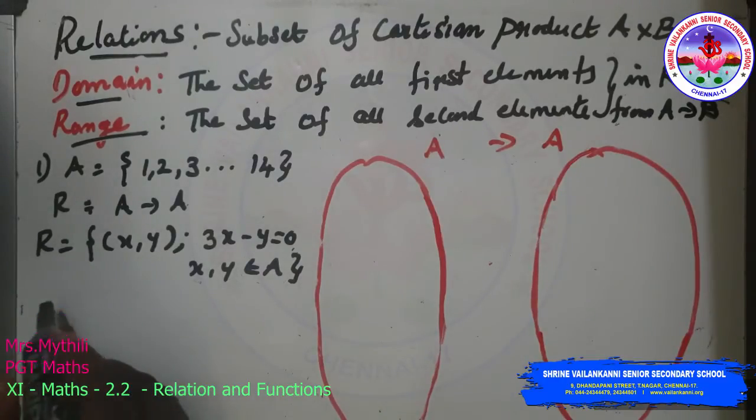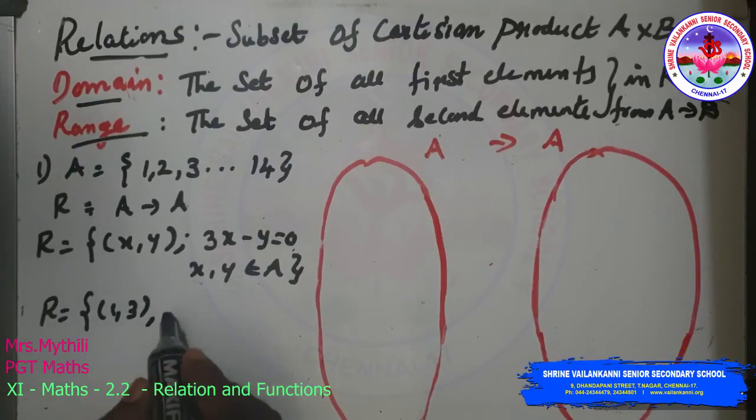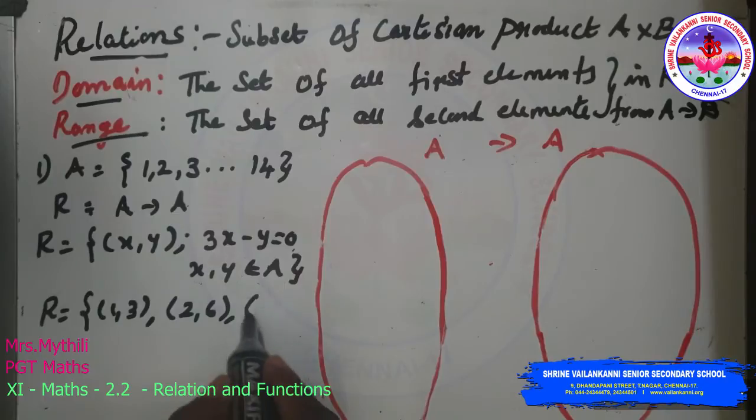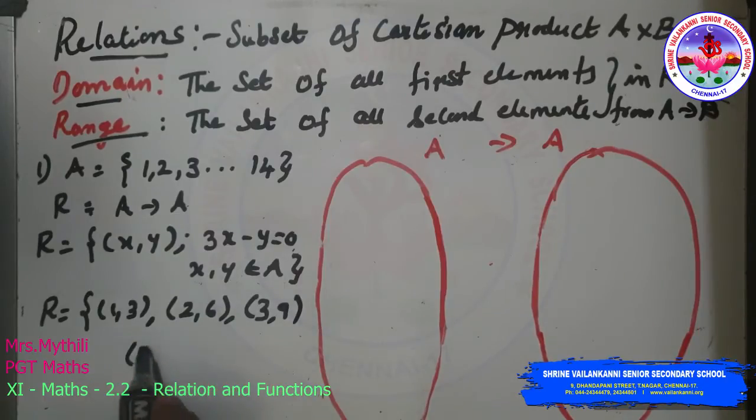So we write the relation as R = {(1,3), (2,6), (3,9), (4,12)}. The first element in each pair is the domain, that is, 1, 2, 3, 4 are the elements of the domain, and the second element in each pair is called the range.